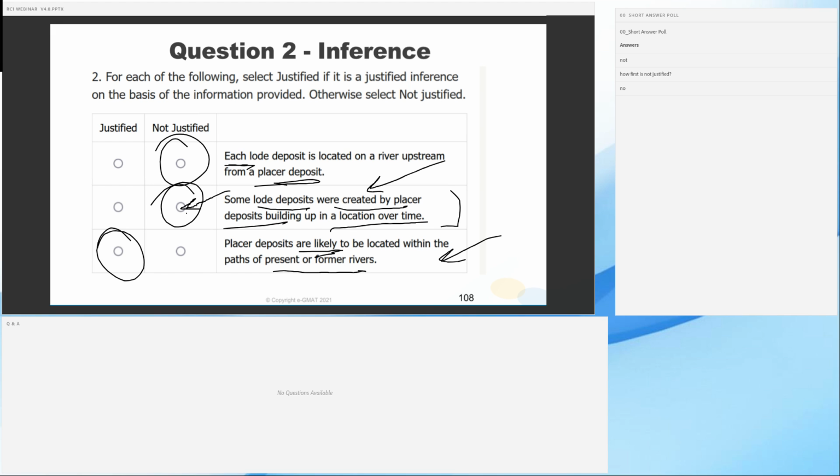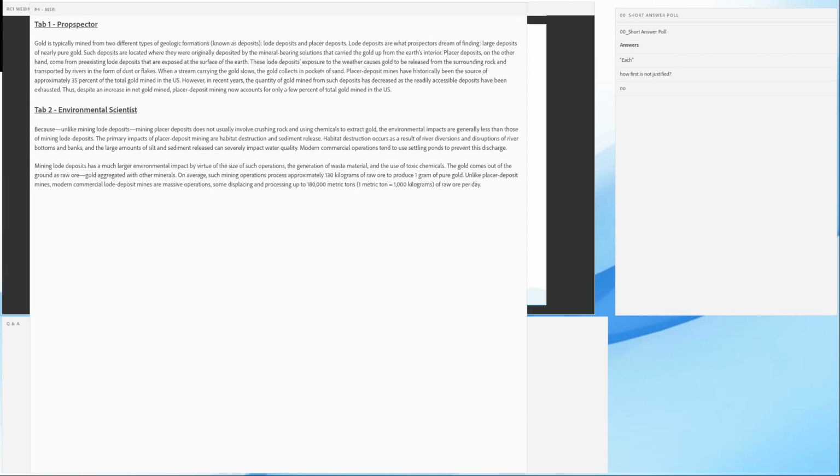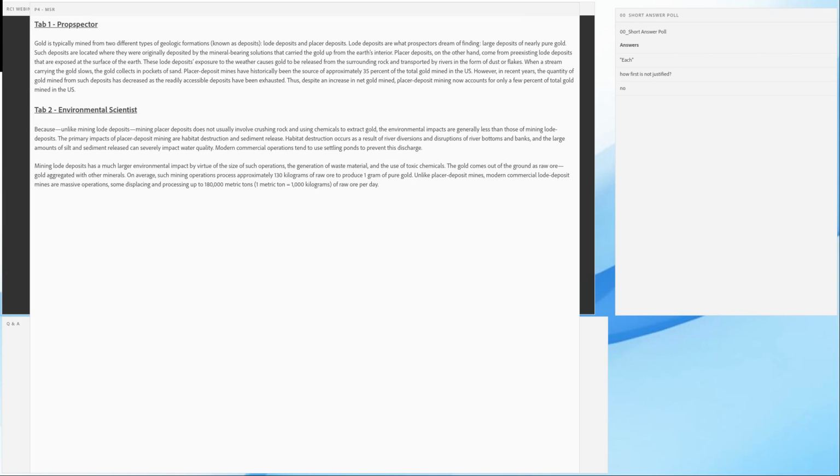Okay, how is first not justified? Let's go back to the passage. Really important. Where is my passage here? P4 MSR. Let's look at this. These lode deposits' exposure to weather causes gold to be released from the surrounding rock, transported by river in form of dust or flakes. Okay. When a stream carrying gold slows, the gold collects in pockets of sand. Okay, that's how placer deposits are made. Is that clear? This is how placer deposits are made.